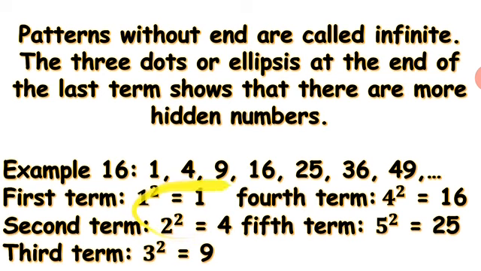So how do we get this pattern? 1 squared is 1, 2 squared is 4, 3 squared is 9, 4 squared is 16, 5 squared is 25, 6 squared is 36, 7 squared is 49. So 8 squared is 64, 9 squared is 81.